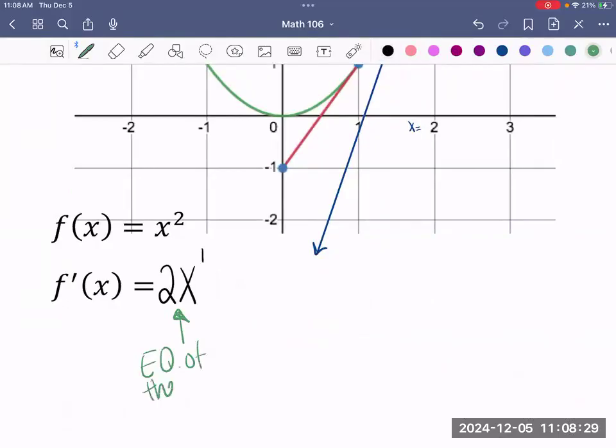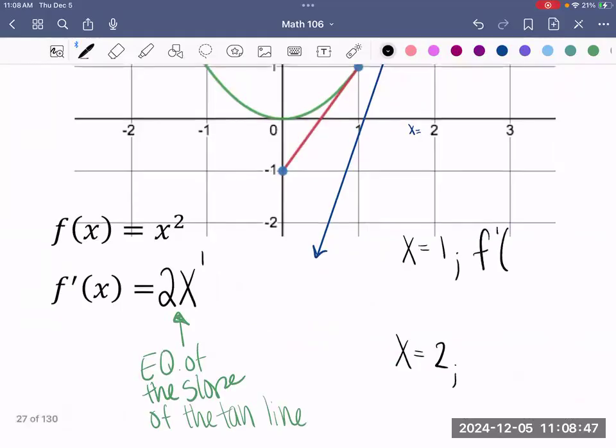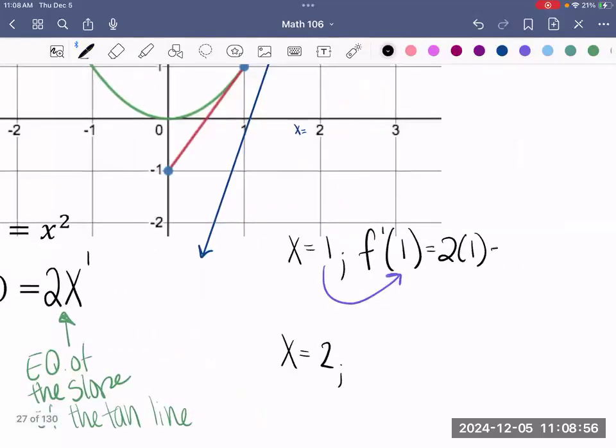meaning that this is the slope of your tangent line, or the equation of the slope of the tangent line. So when we're asked to evaluate which one is steeper, we have an x. We want to compare when x is 1 and again when x is 2. So taking your first derivative, f prime of 1, and plugging in the 1 into your first derivative function, we have 2 times 1, which is equal to 2.